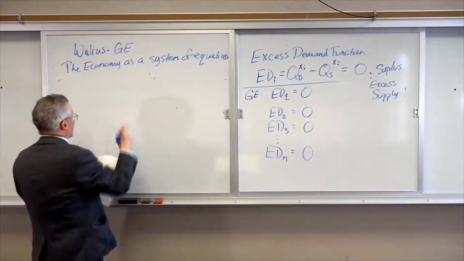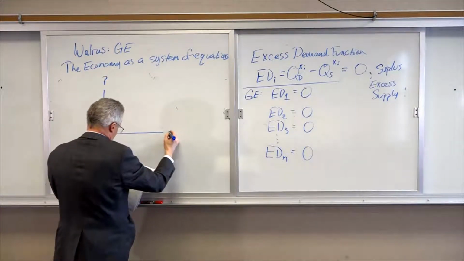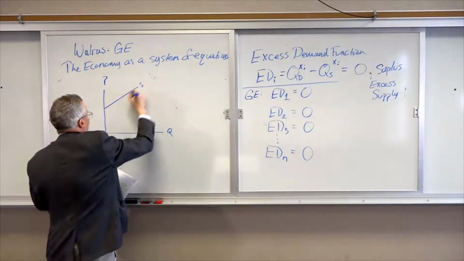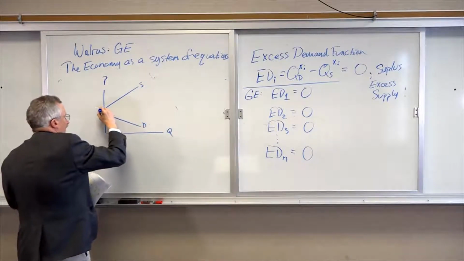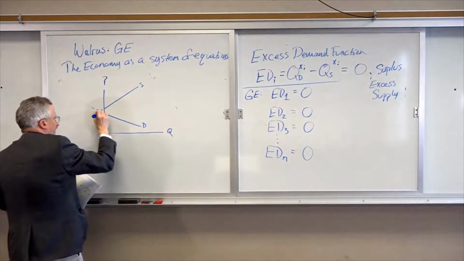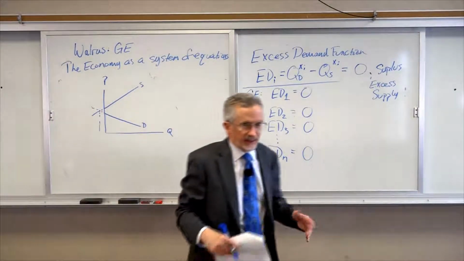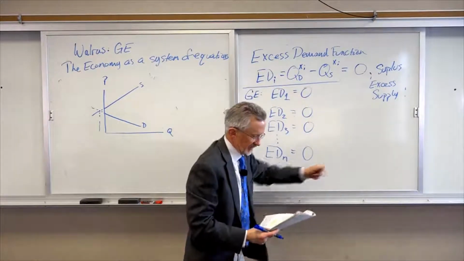You might end up with something like the following. Suppose that you have a market where we have this. There's the demand, there's the supply, and the intersection is in negative quantity space. Well, that's not very helpful, but you might end up with that with your general equilibrium setup.